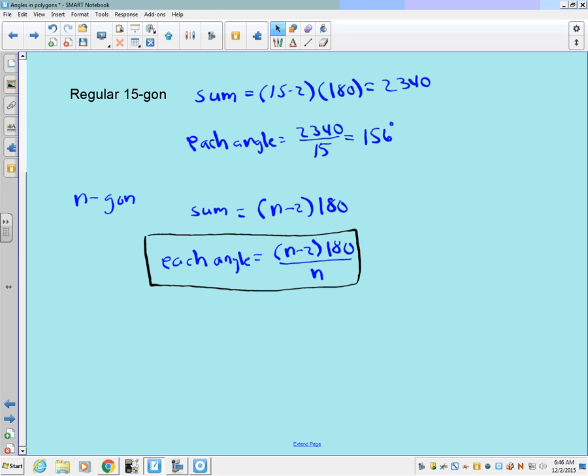Now you can either memorize the formula or remember the concept of how to do it. First find the sum of all the angles, then divide by how many sides.